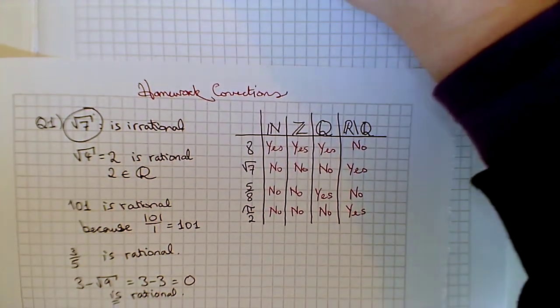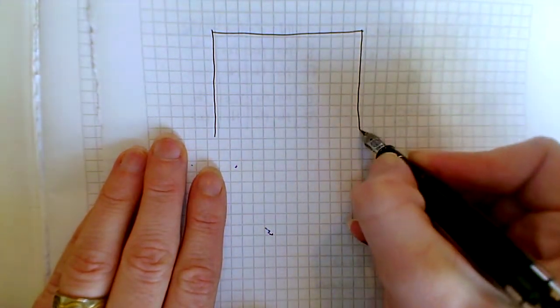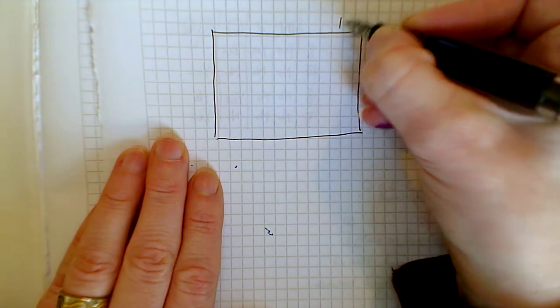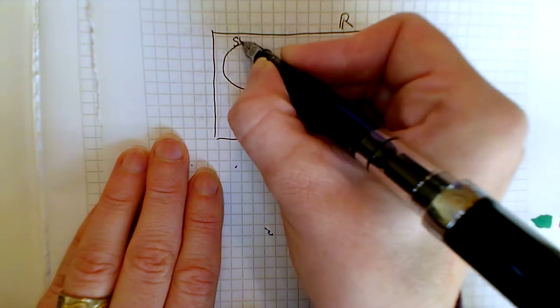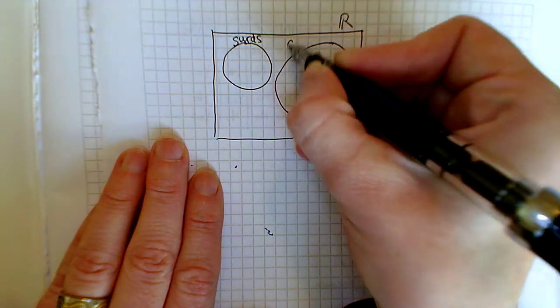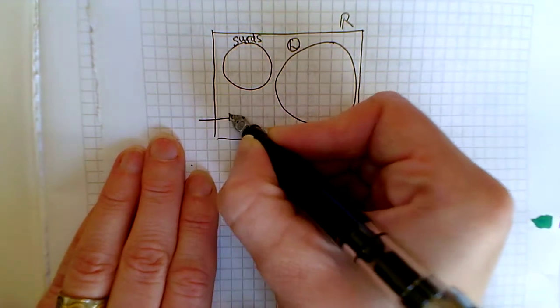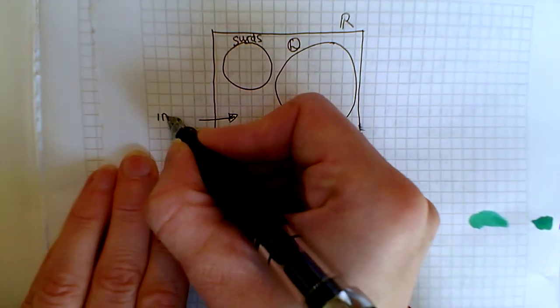Now, let's look at the last question that I gave you. You were given a Venn diagram and you're asked to copy and complete. So we have the real numbers. Rather than doing a circle for the real numbers, they've done a square because all numbers fit into the real numbers. And inside the real numbers, I have my surds and I have my rational numbers Q. And then in here, I have irrational numbers that are not surds, for example, pi.